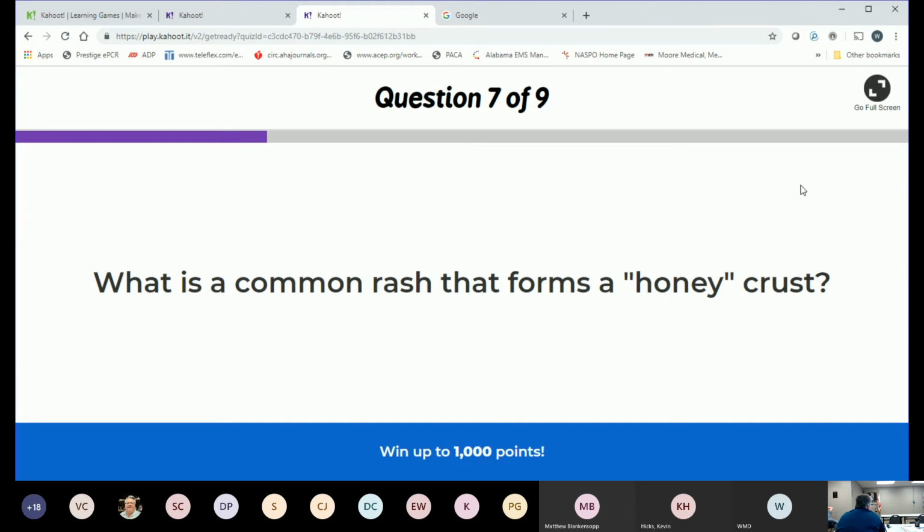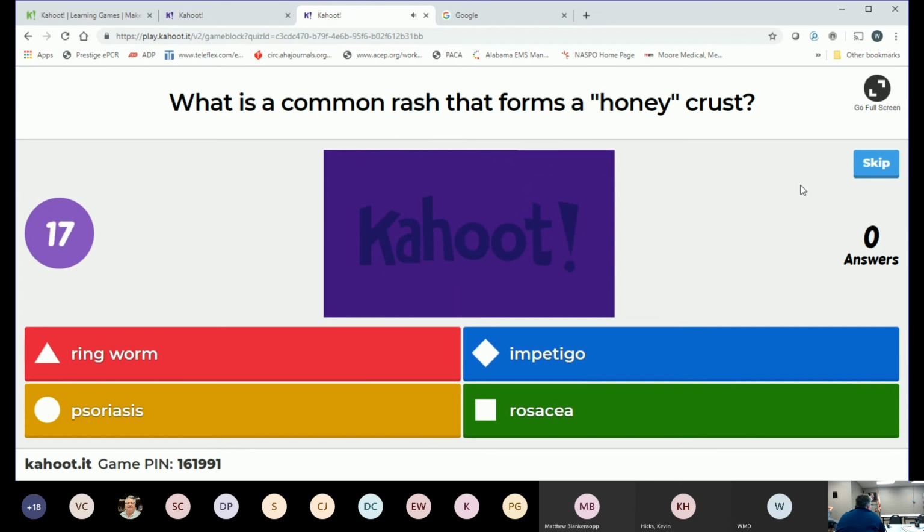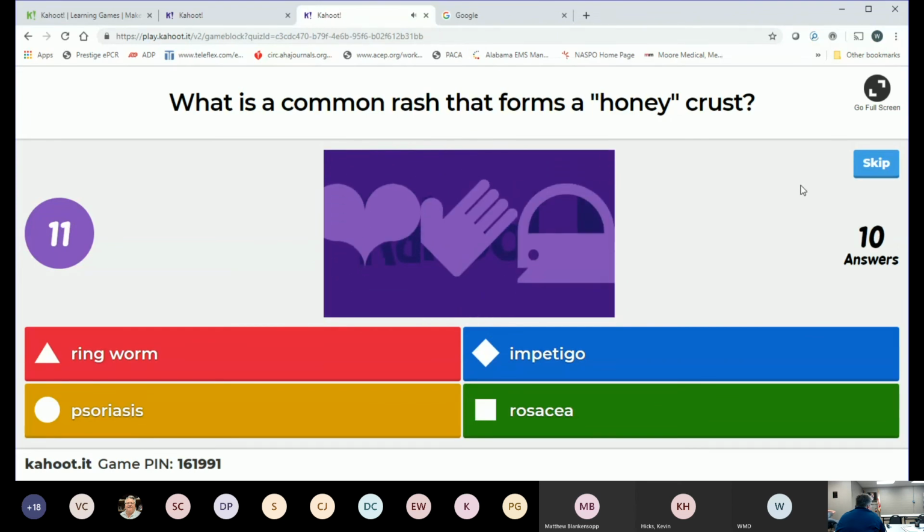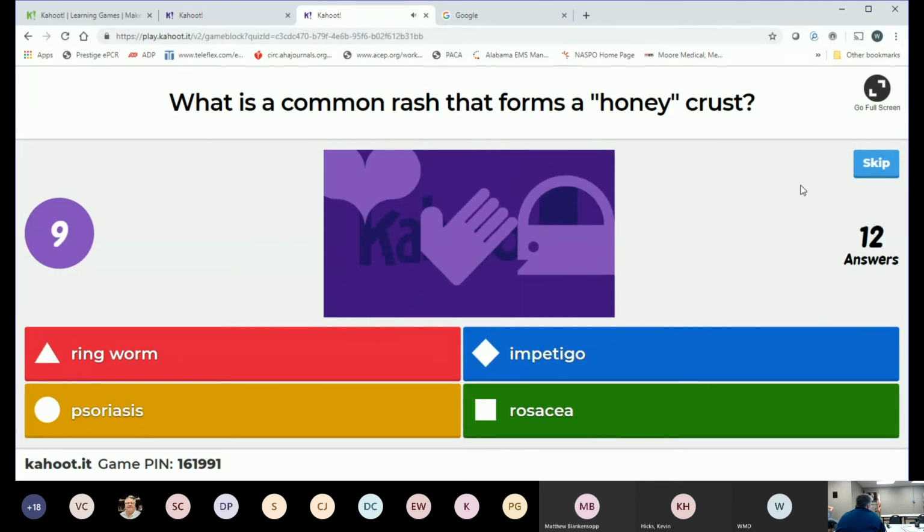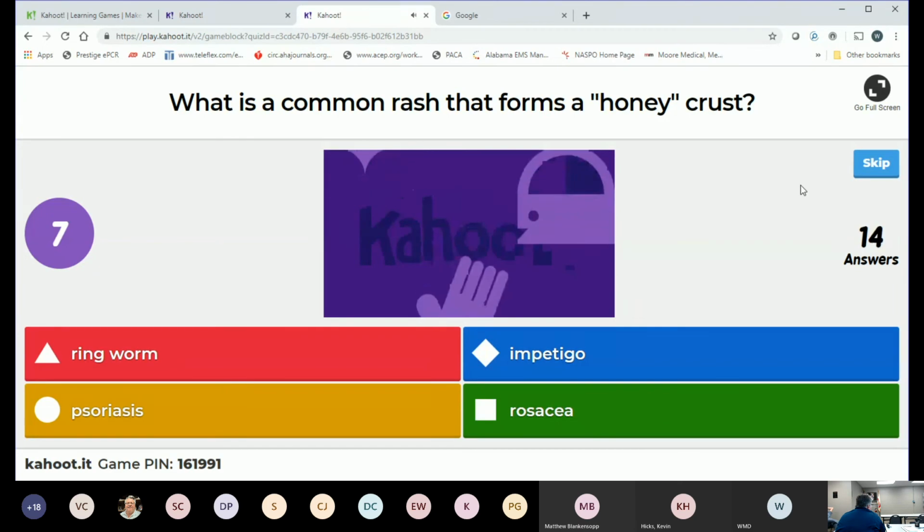What is a common rash that forms a honey crust? If you remember from last lecture, a honey-colored crust. It's a very common skin rash. Is it ringworm, impetigo, psoriasis, or rosacea?